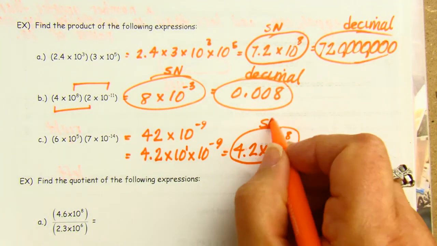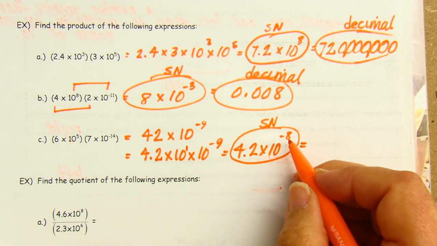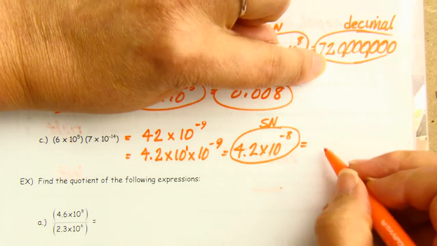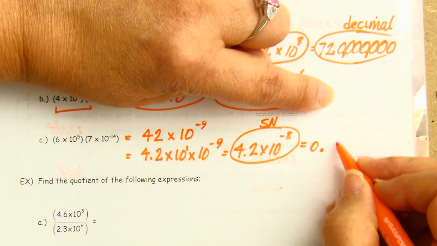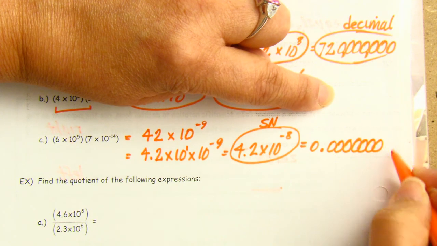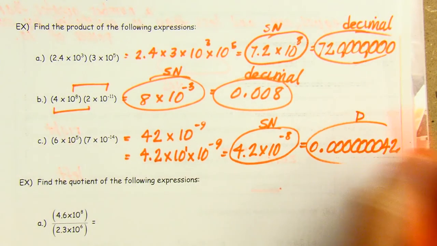This is scientific notation. Of course, when I convert it to decimal, I have to move it backwards 8 places. I've got one here, so I need 7 leading zeros after the decimal. I'm going to put that's my first 0. Now I need 7 zeros: 1, 2, 3, 4, 5, 6, 7, and then I need the 42. And this, of course, is my decimal form.